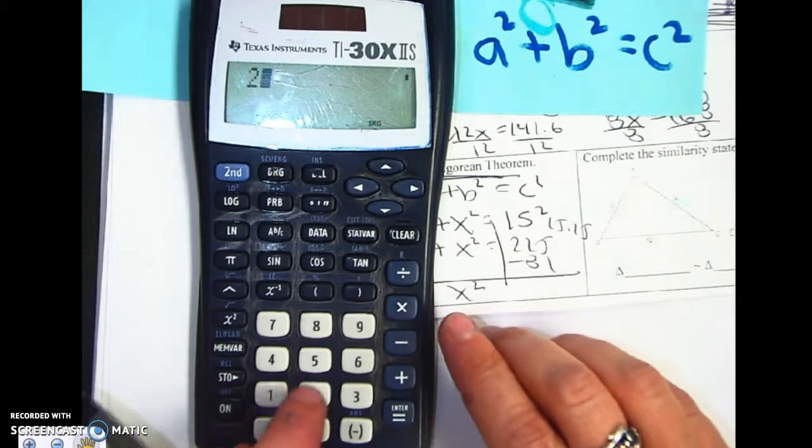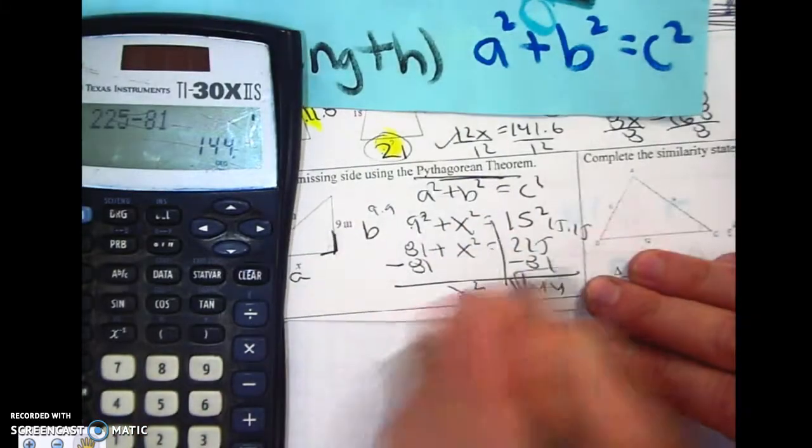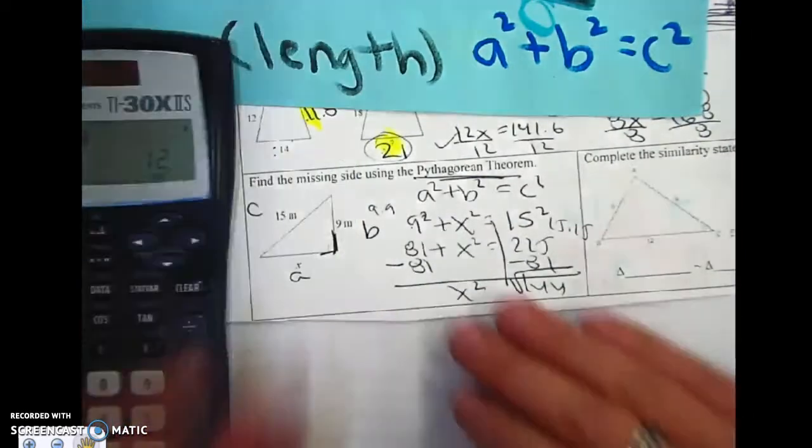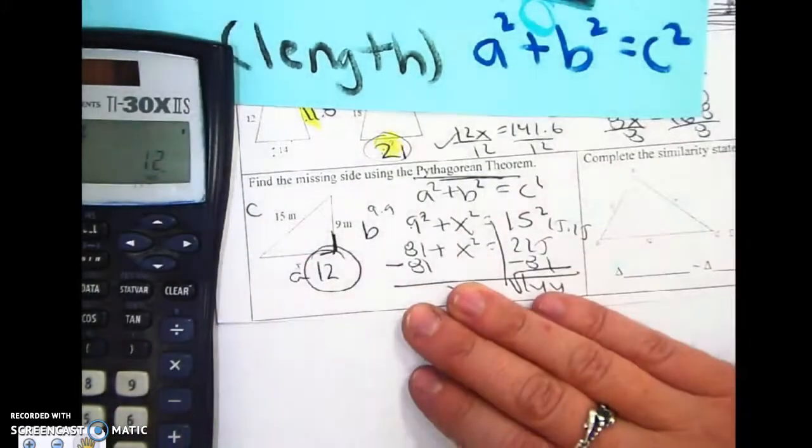Okay, let's try it again. Sorry, I went too fast. 144, square root, 12. So there it is, my missing side.